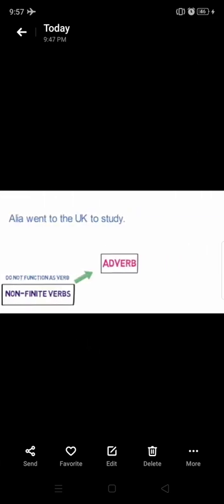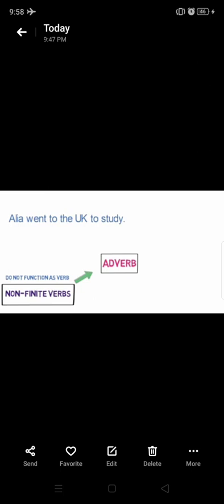The last function of a non-finite verb is to act like an adverb. Now, what is an adverb? An adverb is used to modify a verb, telling us why, where, when, and how the action took place. Remember this one, okay? This is the work of an adverb: to modify a verb, that is an action, by telling us why, how, when, and where.